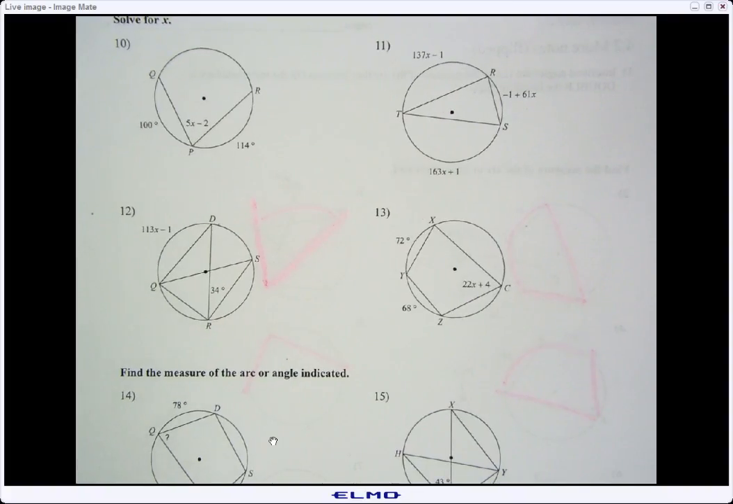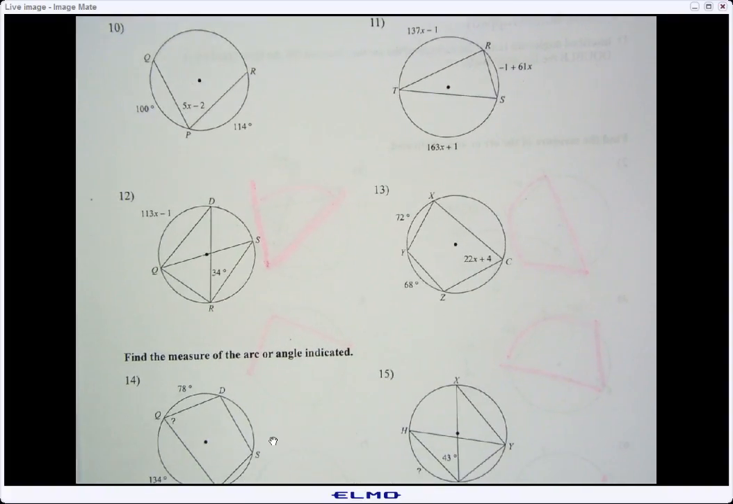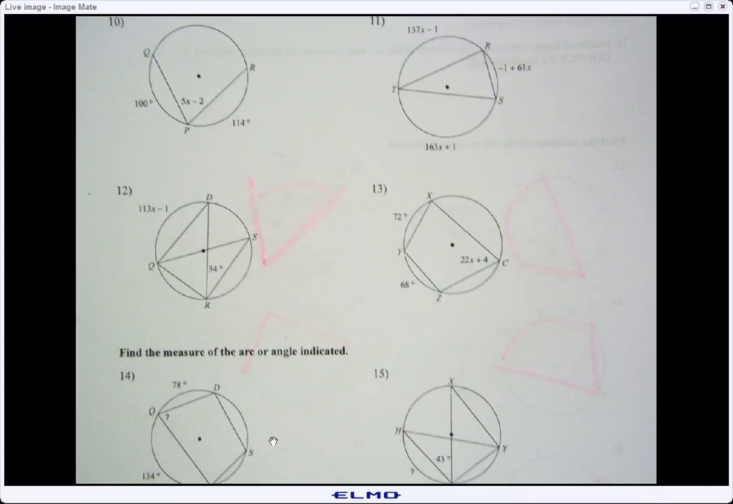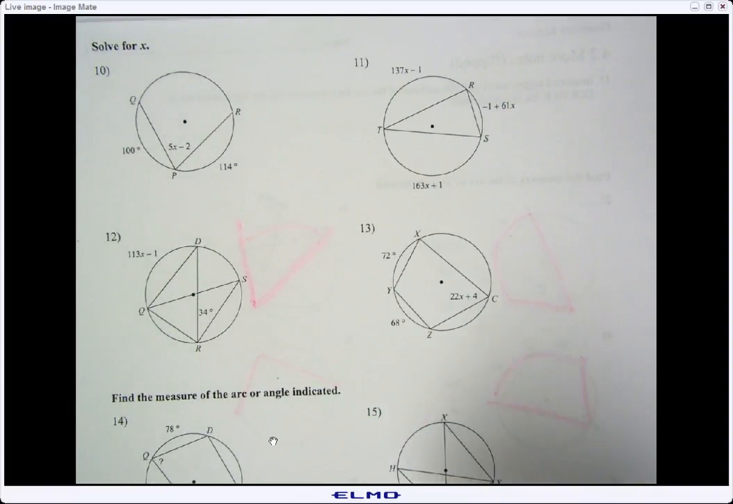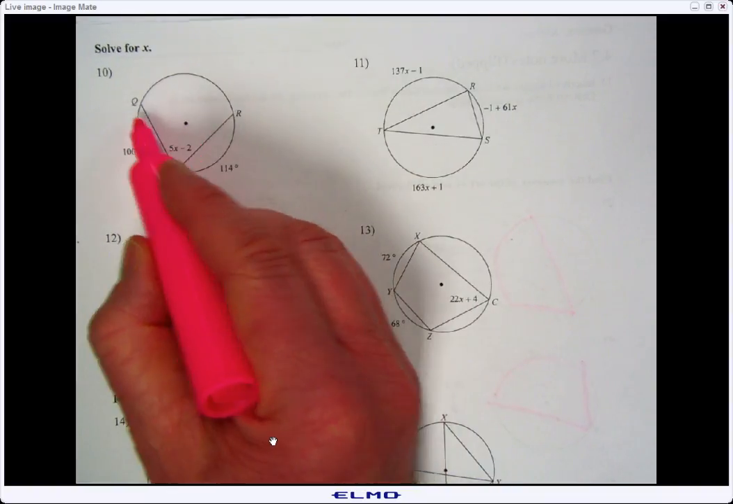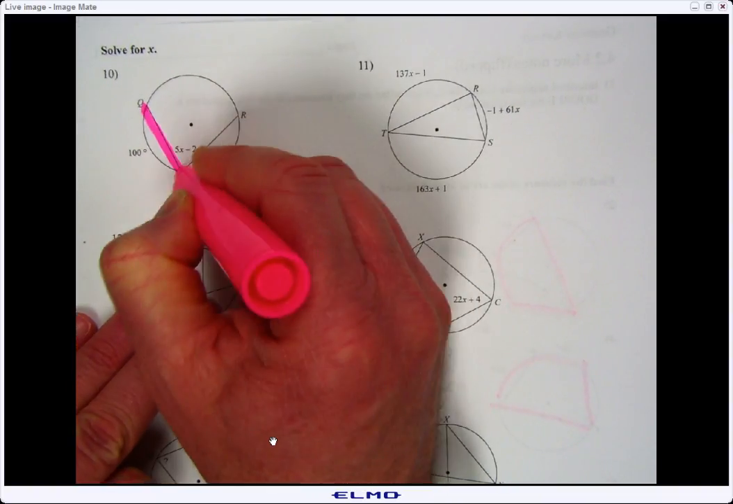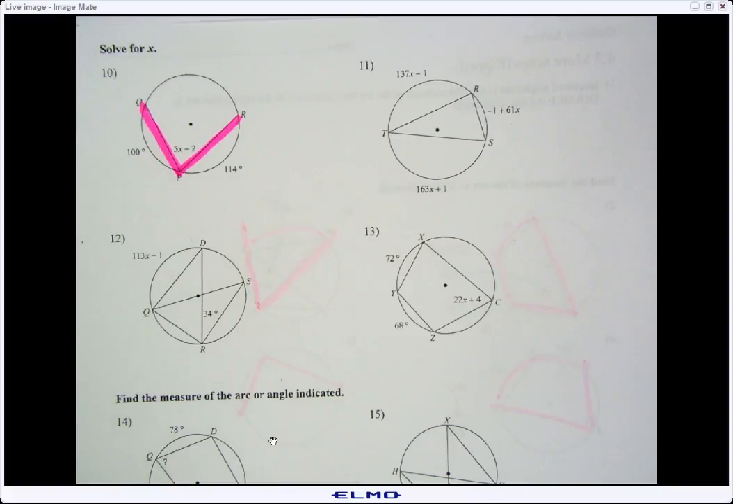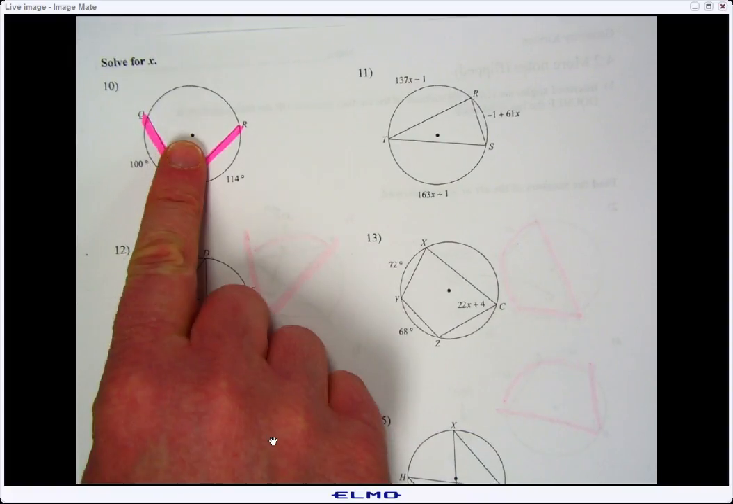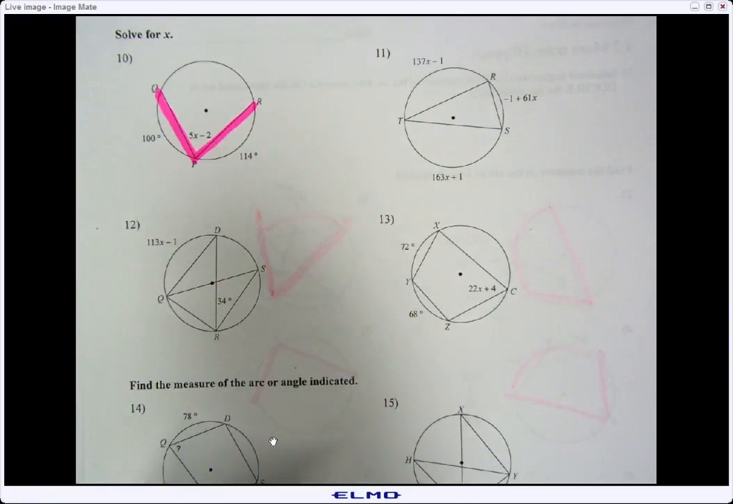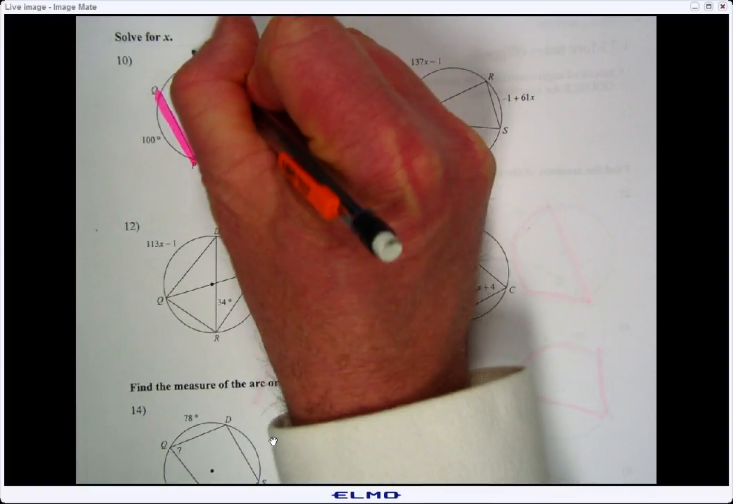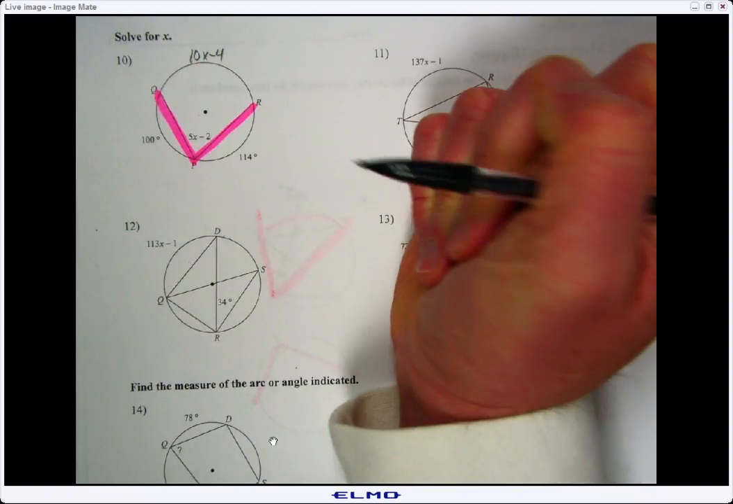Okay, let's go to the back. Here's a couple of the more difficult problems where we have overlaps and such. So I know this is my inscribed angle. So if this was a number, you would just double it and put it out here. Well, it's a variable, so you can still double it. So this would be 10x minus 4.